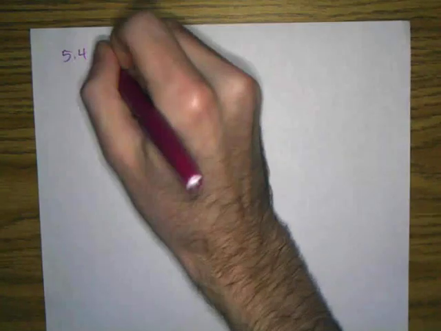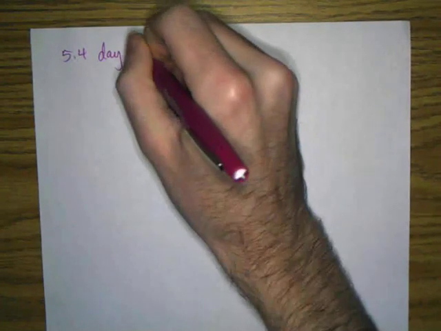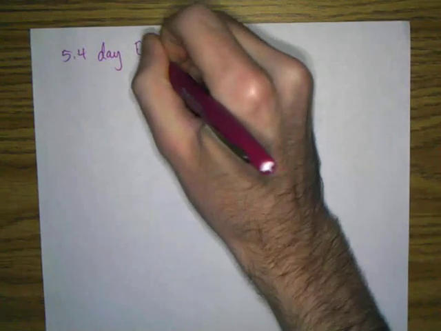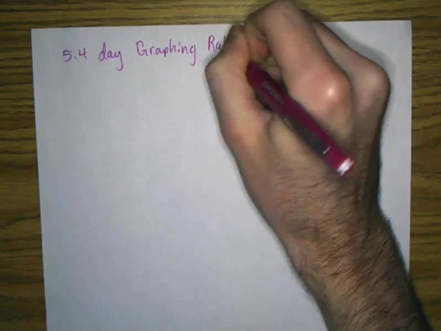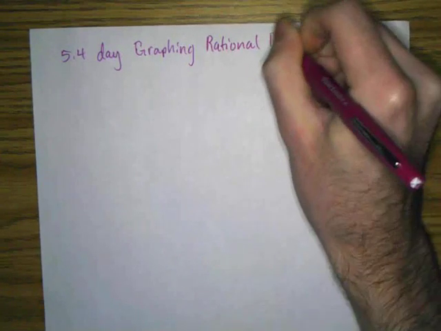So this is 5.4, day 1, and it's titled Graphing Rational Functions.